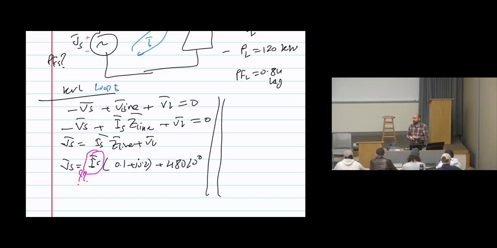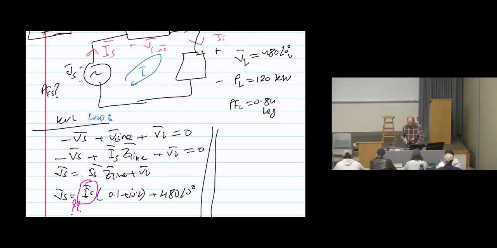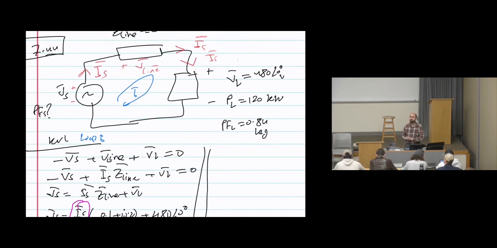Again, let's recall our procedure in solving the circuit analysis. Go to the extra given information. What's the extra given information that we have? Look at the circuit. The power of the load, right? So we have the real power of the load. We have the power factor of the load.